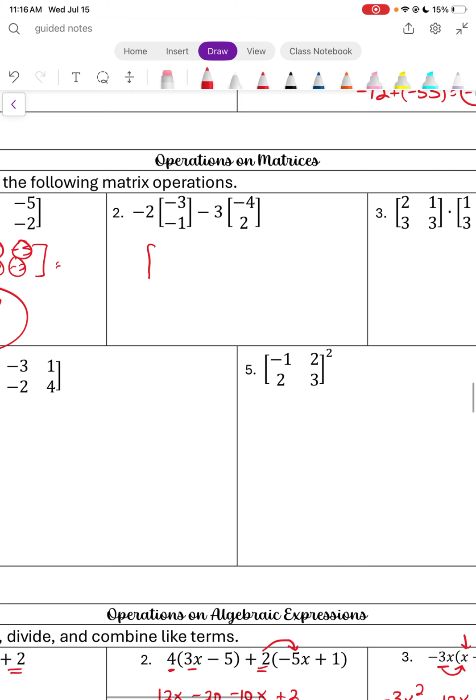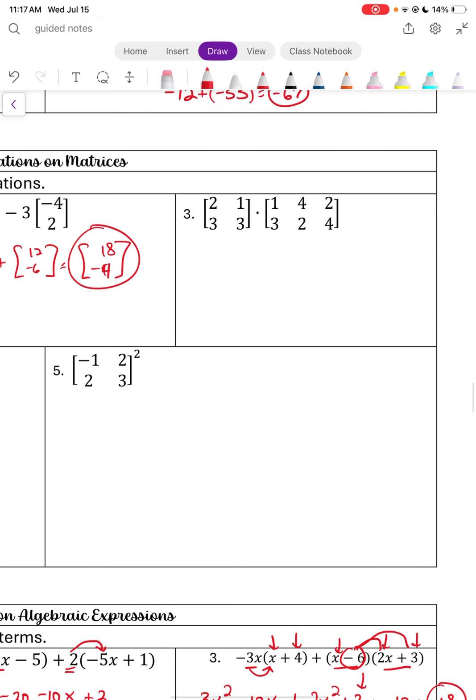Multiplying the first vector by -2 gives me a 6 and a 2. Multiplying the second vector by a -3, I'm going to change that to a plus and multiply by -3 gives me a 12 and a -6. Simply adding components now gives me an 18 and a -4. Final answer.